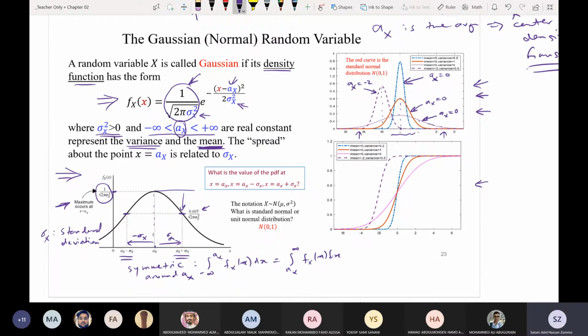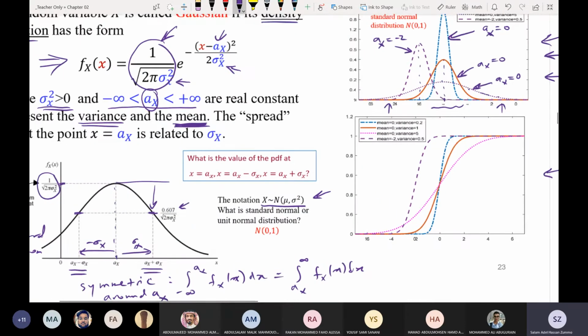Now the notation that we use looks like this. So X, we say that, this tilde here means distributed.